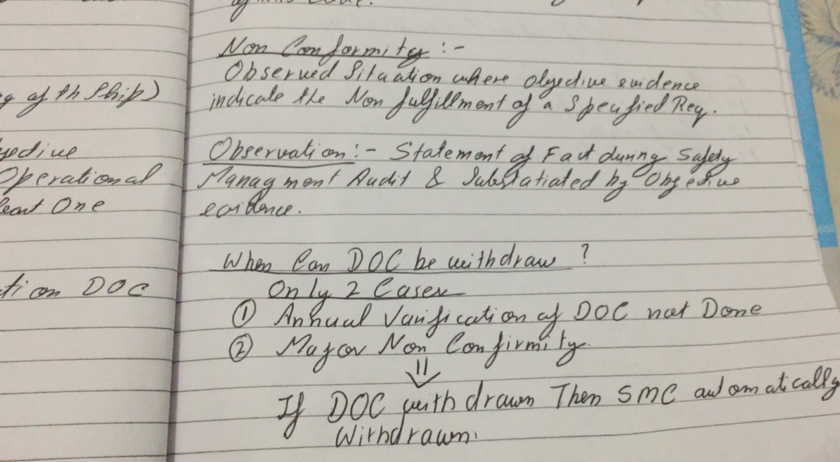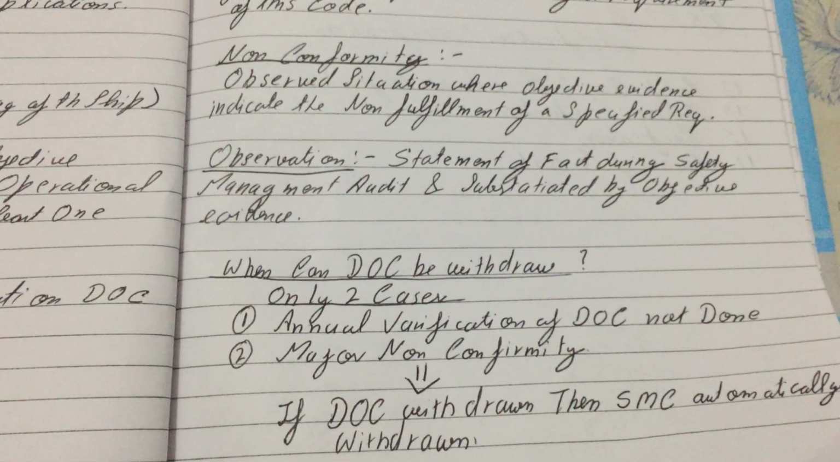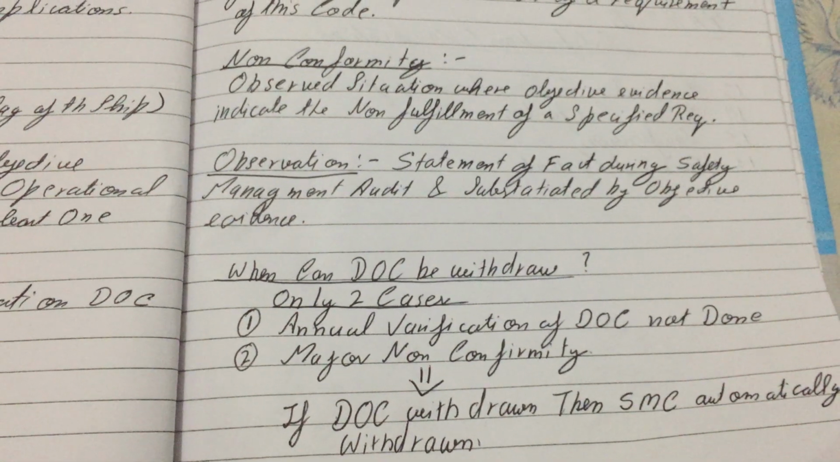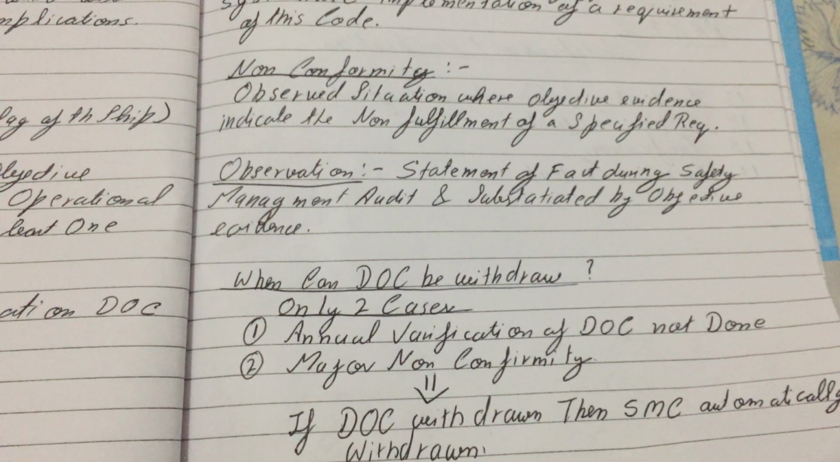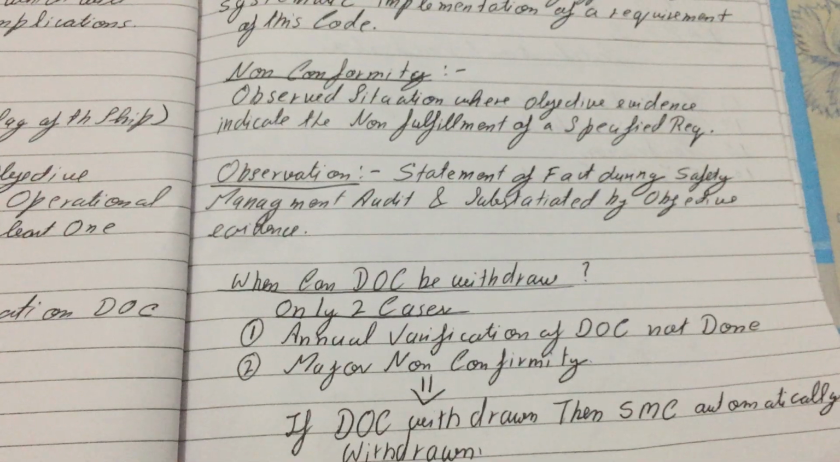Just to clear out, DOC is given to the company and ship management certificate is given to the ship. Vessel is always having a copy of DOC. Master always has a copy of DOC. Normally it is being kept in front of SMS.